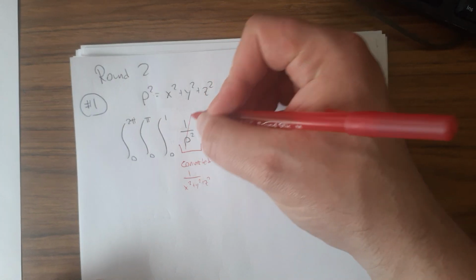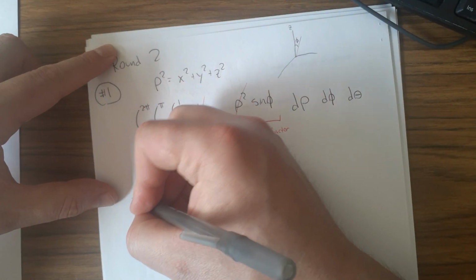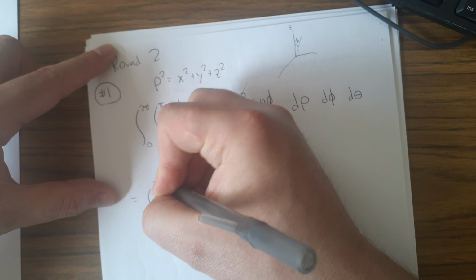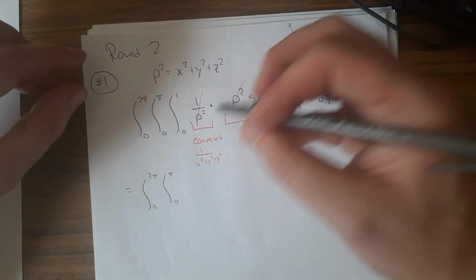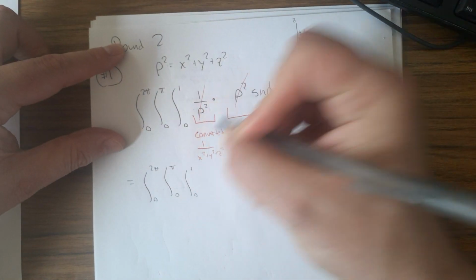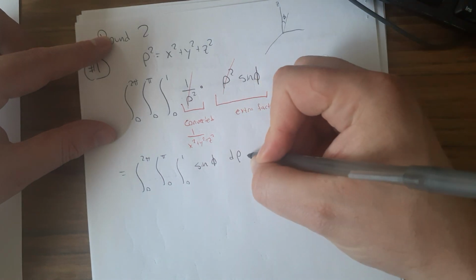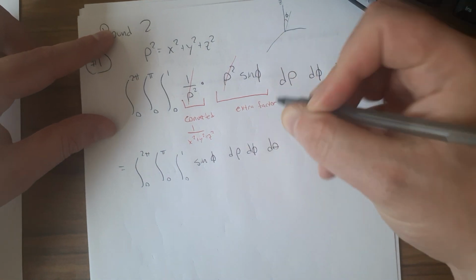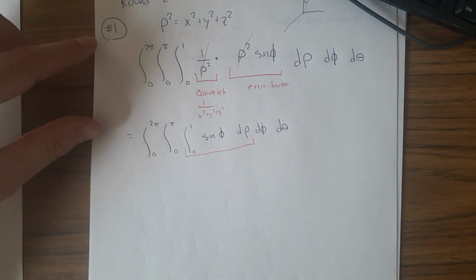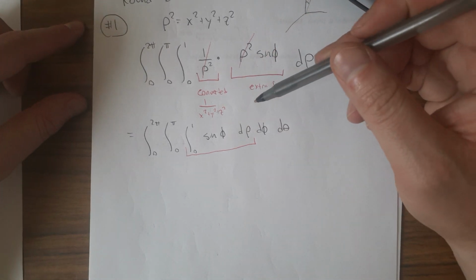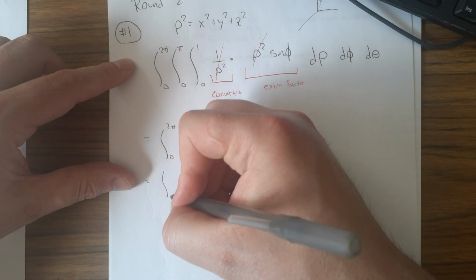I see some things that cancel. So I'm just rewriting it. We work our way from the inside out. I'm going to do an antiderivative with respect to rho. I don't see any rho, so I'm just going to stick a rho on there. That's the antiderivative.